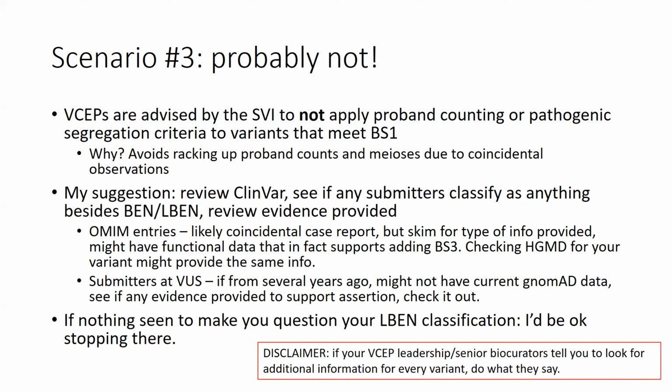It's also possible the OMIM entry has functional data that might support you applying BS3 and getting you all the way to benign, and then you are done with the variant. Checking HGMD for the variant might also provide similar information that gets you all the way to benign, meaning that you don't have to revet the variant again per the ClinGen variant workup processes. If a submitter is at VUS from several years ago, they might not have had the advantage of current gnomAD data. So I would take a look and see if they had any evidence provided to support their VUS assertion instead of benign or likely benign, and check it out.